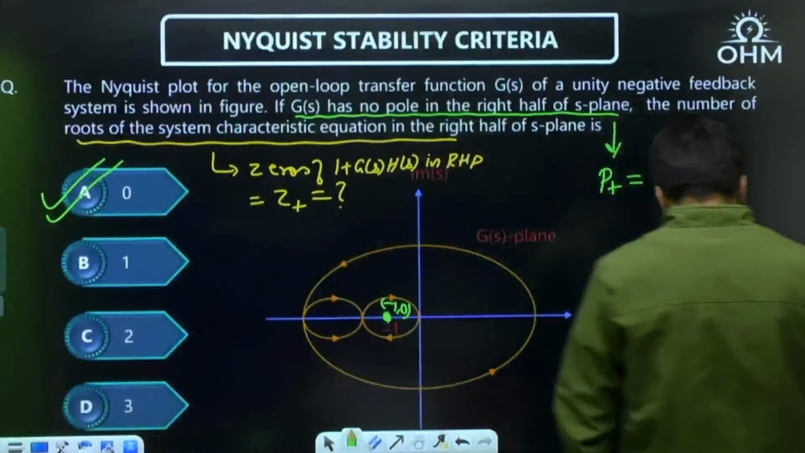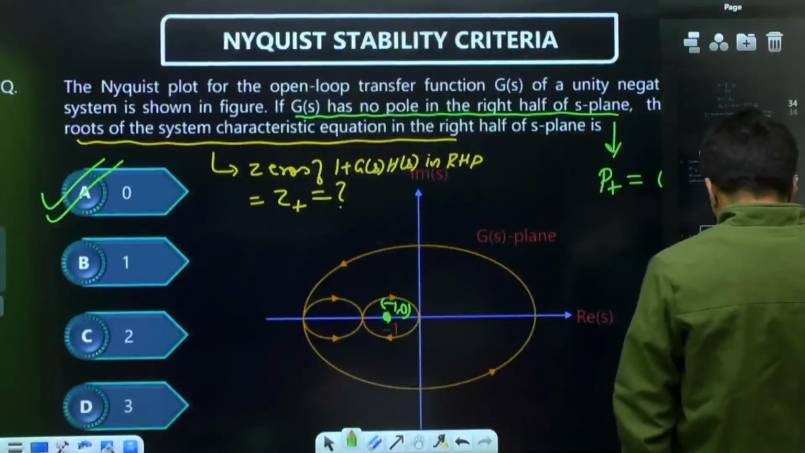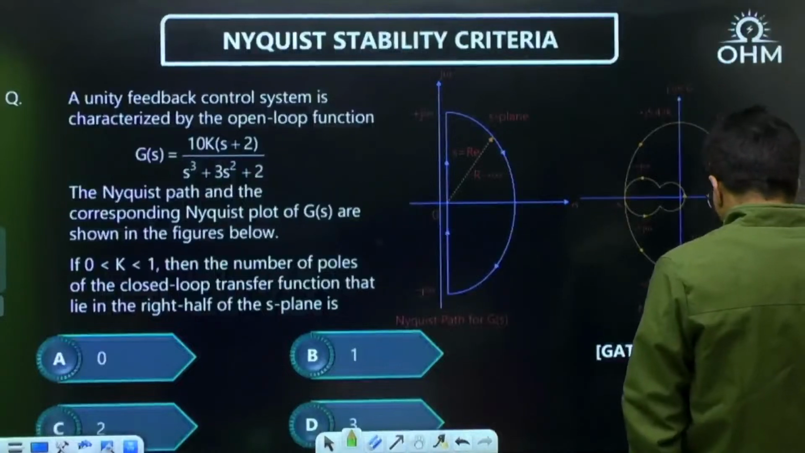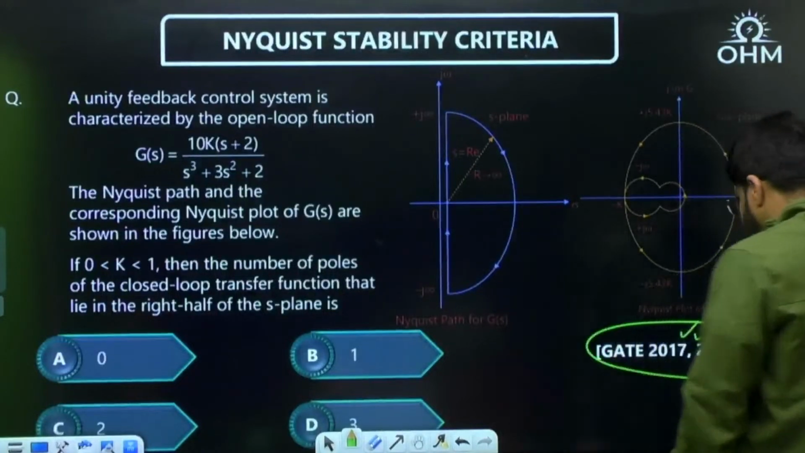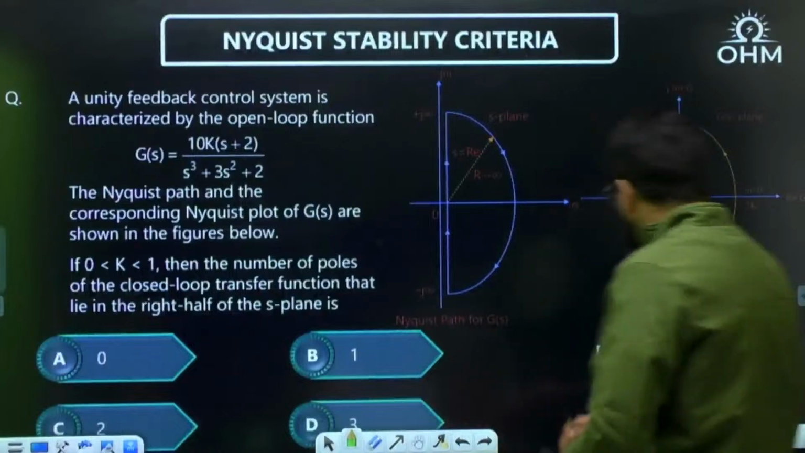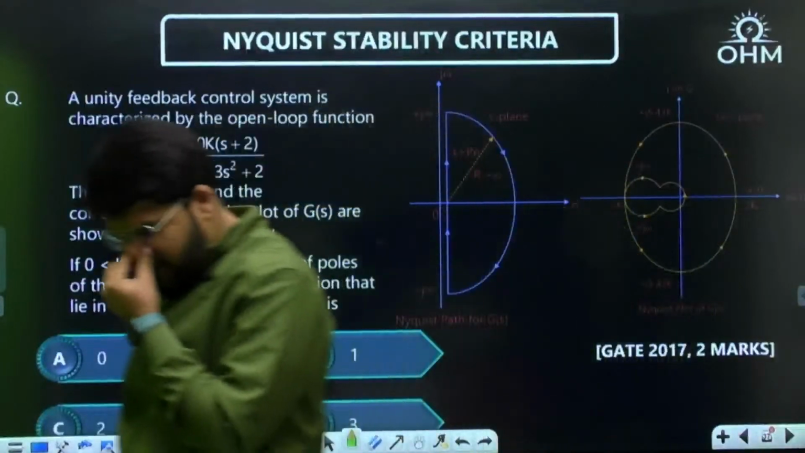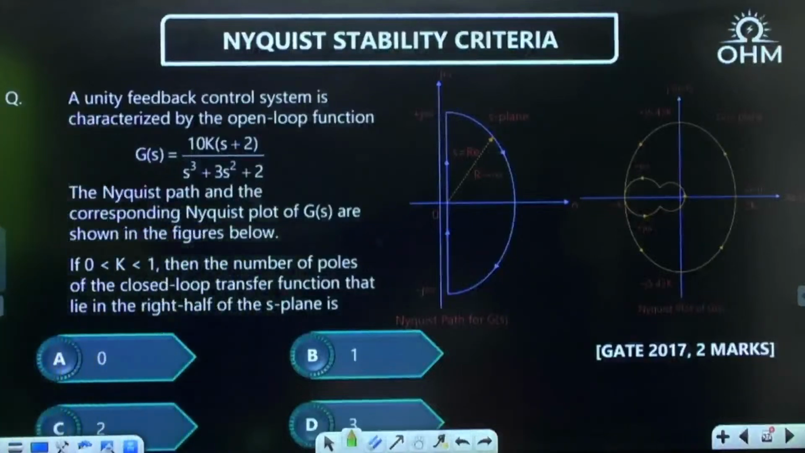Now let's come to another question. A very good question actually. I'll take this question now first. GATE 2017, 2 marks, IIT Roorkee. Very good question.